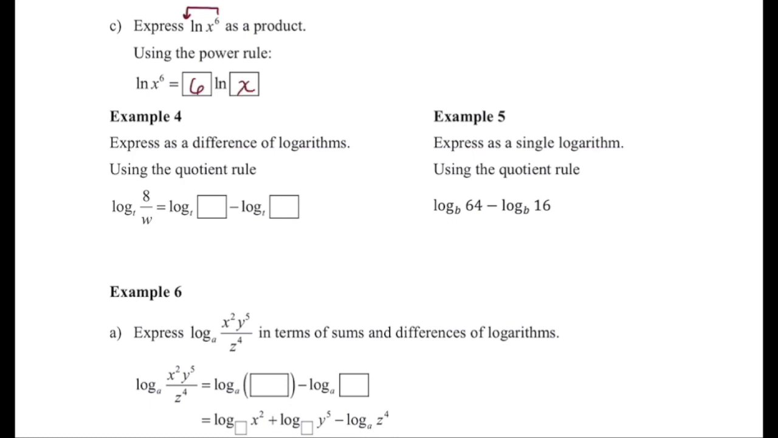Let's go backwards and expand. Right now I have the quotient rule, and the quotient rule tells me that we can subtract them. I will have then log base t of 8 minus log base t of w. Or going backwards, I'm in subtraction, they have the same base. I could also rewrite this as log base b of 64 over 16. However, I can simplify 64 over 16 to provide me with log base b of 4.